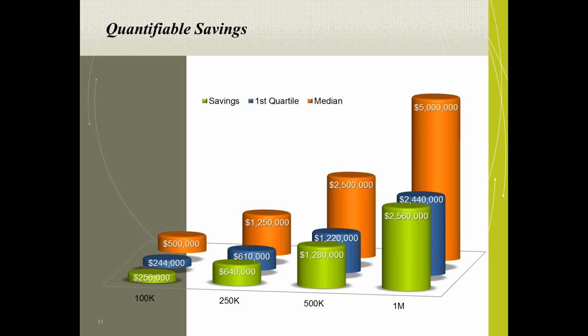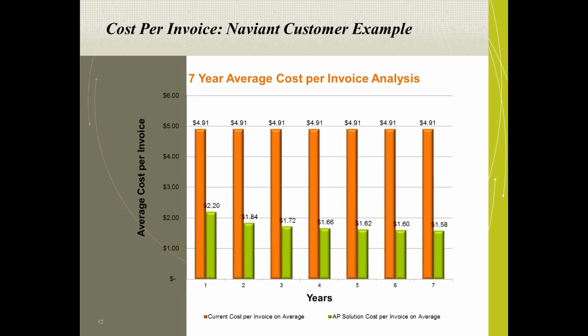If you're processing 500,000, you're talking $1.2+ million of annual savings. So that is huge. Accounts payable is an area where you can definitely see some major improvements within your organization and contribute to the bottom line of the organization.